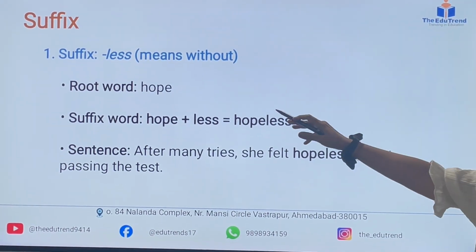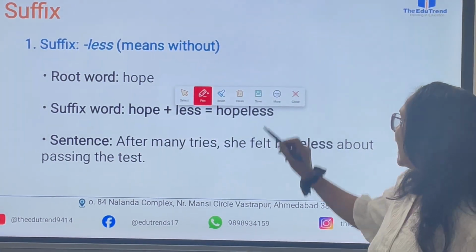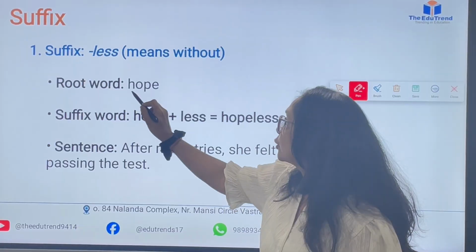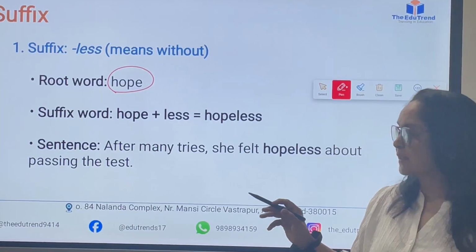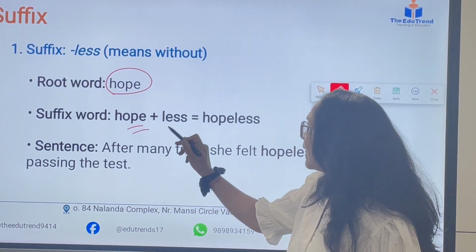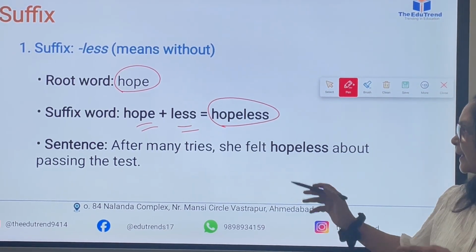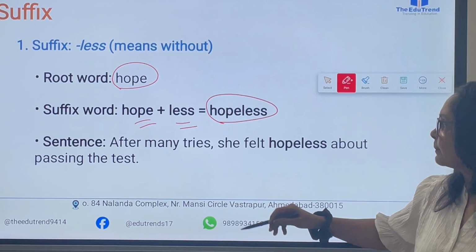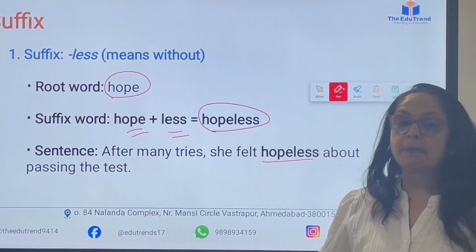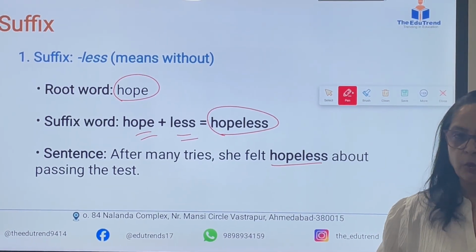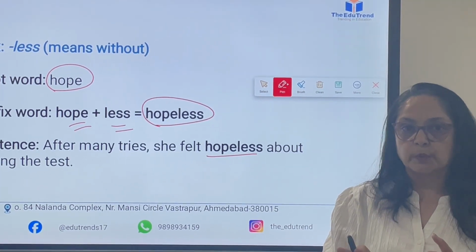And here is the suffix that I have taken, which is less. What I have added with the root word is hope. So here, students, just see: hope, and then I am adding less. The word that we have learned here is hopeless, and the sentence using this word is, after many tries, she felt hopeless about passing the test. When you don't have any hope. So suffix, you are adding the word after the root word.